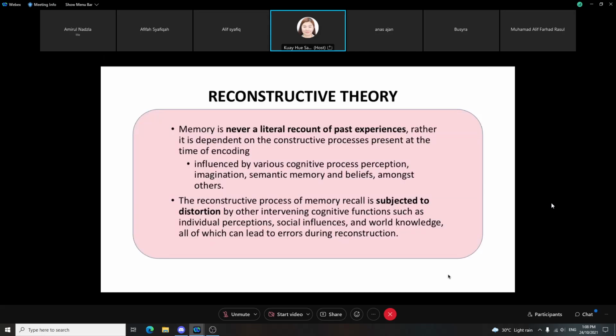This is basically the general theory that I talked about just now, okay? They don't fall into either category of long-term or short-term memory, so it's just in general. Reconstructive theory: memory is never a literal recount of past experiences. Rather, it is dependent on the constructive processes present at the time of encoding, influenced by various cognitive processes, perception, imagination, semantic memory, and beliefs, among others. So the reconstructive process of memory recall is subject to distortion by other intervening cognitive functions such as individual perception, social influences, and world knowledge, all of which can lead to errors during reconstruction.